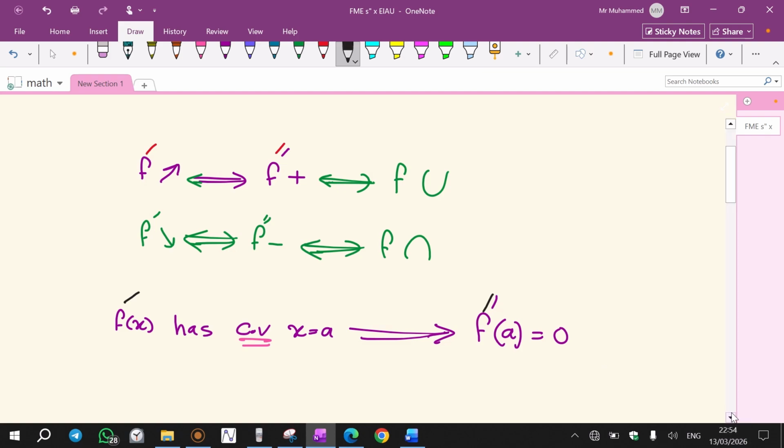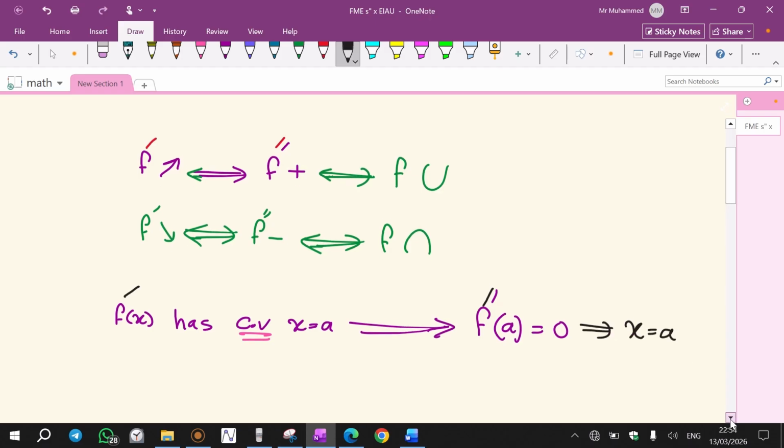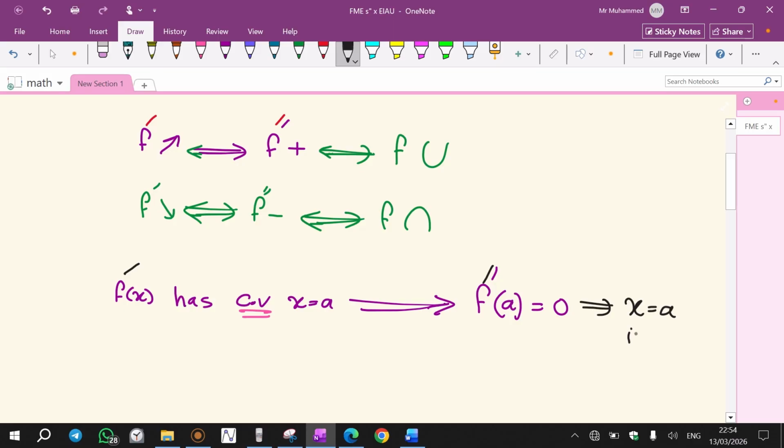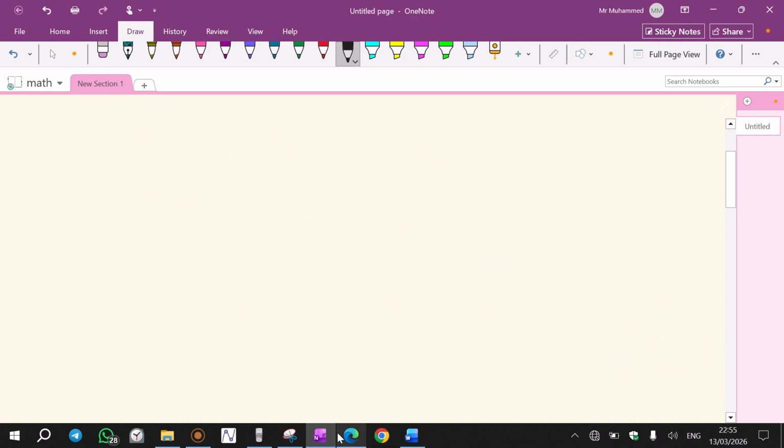And when f double prime is 0, we don't stop here. If f double prime is 0, then x equal to a is point of inflection. So if f prime has a critical value, f has point of inflection. Now let's say them all again on a graph.